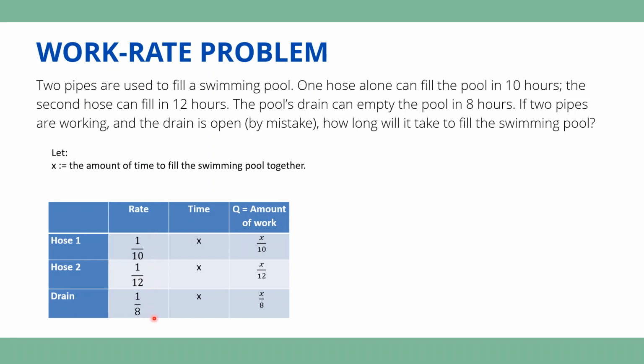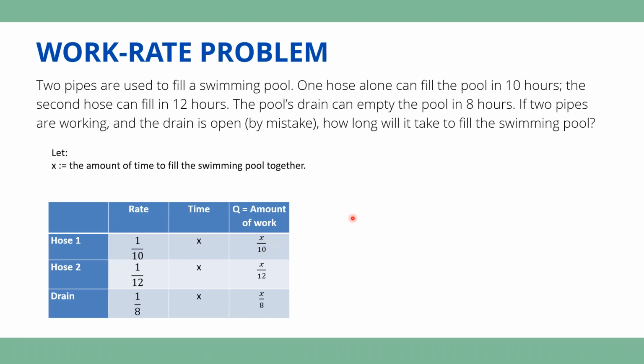Okay, meron na tayong rate column. Now, for our time, obviously, that would be equal to X kasi yun ang ating hinahanap. If they work together, how long will it take them to fill the swimming pool? So, to solve for the column of our amount of work, just simply multiply yung kanilang mga rate and yung time. So, that is 1/10 times X equal to X/10, 1/12 times X is equal to X/12, then lastly, for the drain, 1/8 times X is equal to X/8.